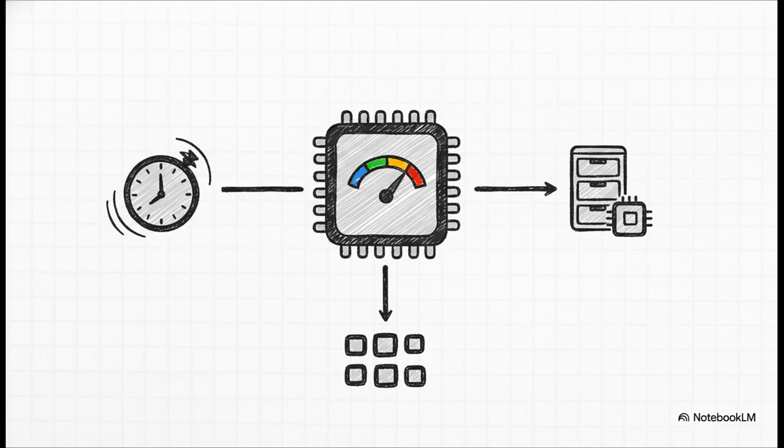Think of it like this. Clock speed is how fast it can think. Cores are how many things it can think about at the same time. And cache is how fast it can grab the info it needs to think. Let's look at each one.